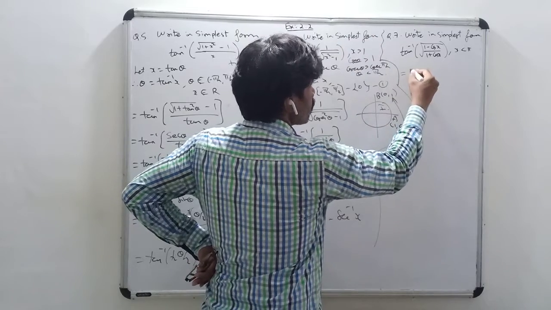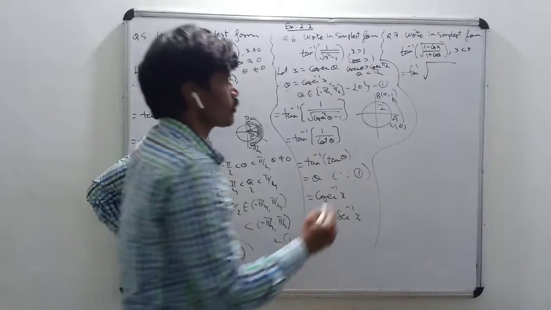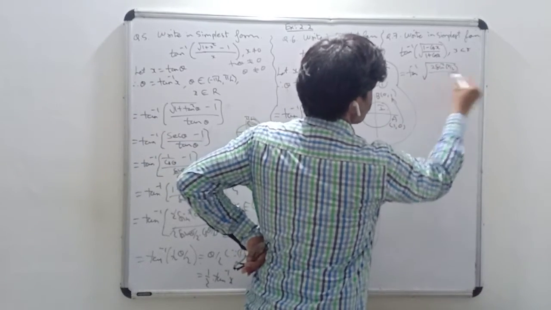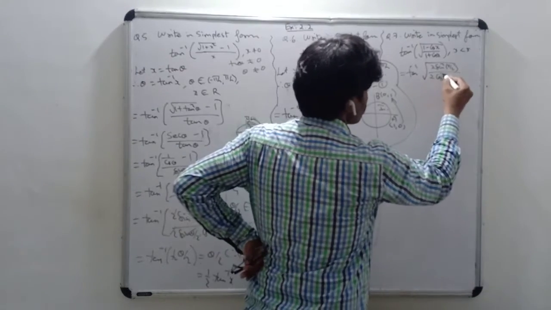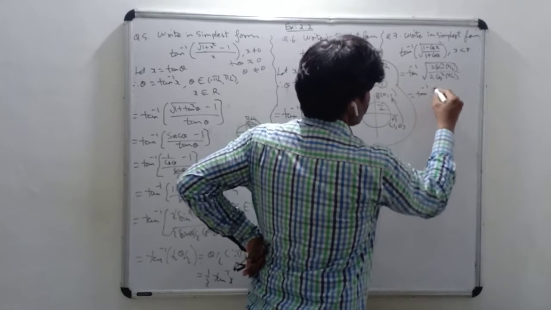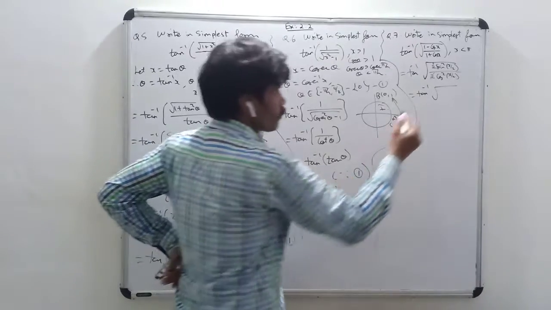Okay, now the last, 7th question. So this will become tan inverse of root of, what is 1 minus cos x? 2 sin square x by 2. What is 1 plus cos x? 2 cos square x by 2. Okay, so this will be tan inverse of root of, the 2 gets cancelled, sin square upon cos square will be tan square. So here you get tan square x by 2.